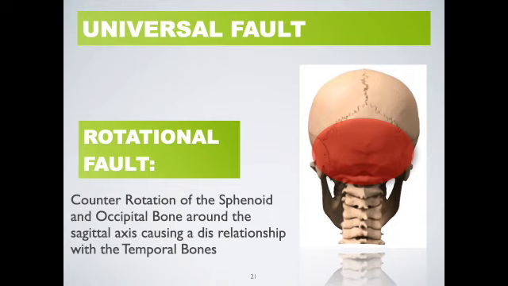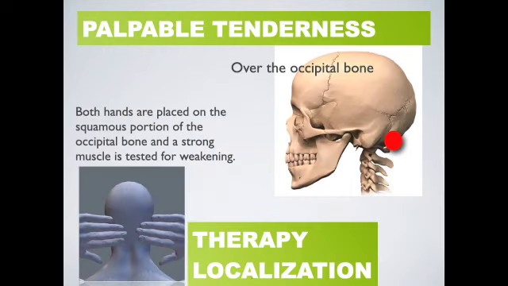It is a rotational fault. It's a counter rotation of the sphenoid and the occipital bone around the sagittal axis, and this will cause a disrelationship with the temporal bones. So we're going to be getting a hold of the occiput and the mastoids to make this correction. The tenderness found will often be over the occiput.